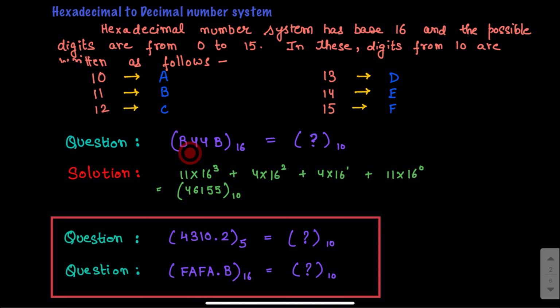So if I have a question like B44B in hexadecimal needs to be converted to decimal, then what do we do? We'll multiply the numbers with the positional weightage. So we start with 16 to the power 0, and we need to also see that B actually means 11. So I multiply this with 11. Then 4 into 16 to the power 1, again 4 into 16 to the power 2, and then 11, that is B, into 16 to the power 3. Add them all and you will get the answer.